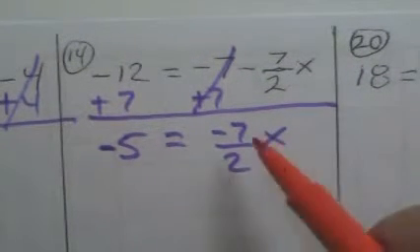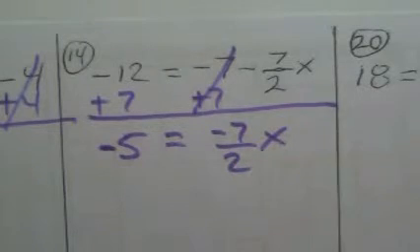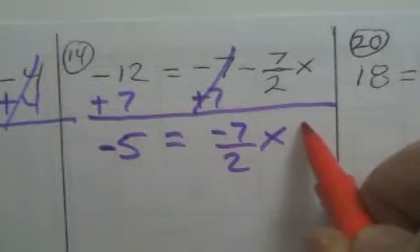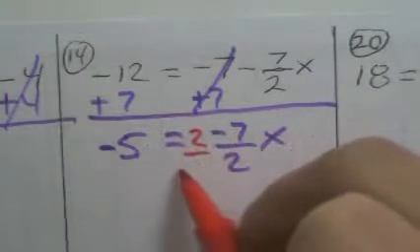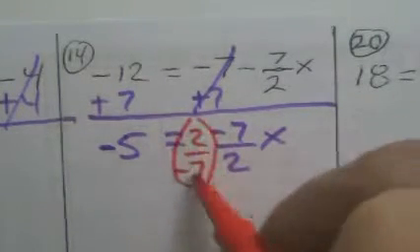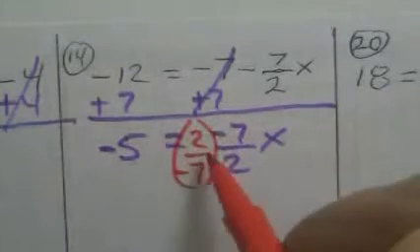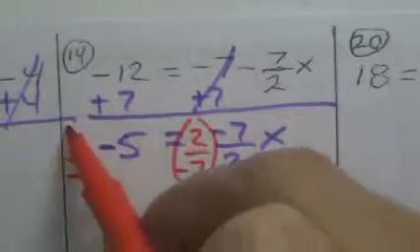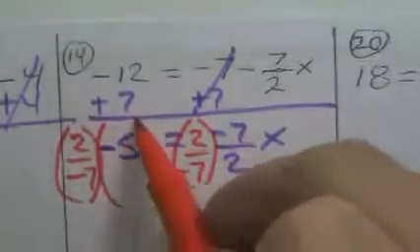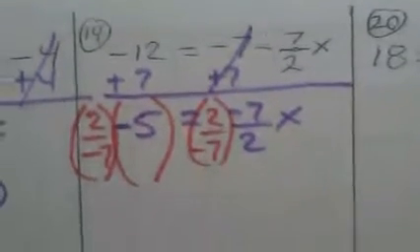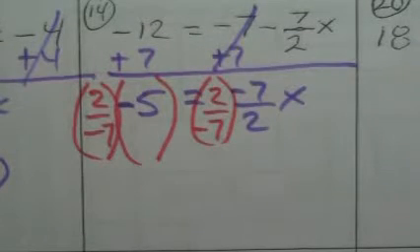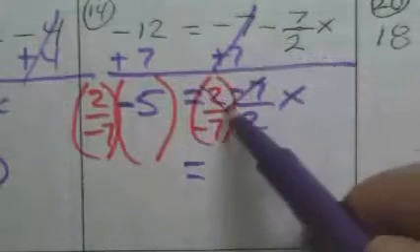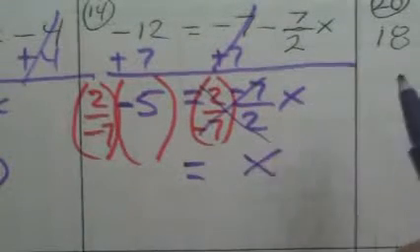Okay, next I want to get rid of this, so I multiply by its reciprocal. And if you want to put it over here or over there, it doesn't really matter. So I'll put it here. I can cram it in there. If you can't cram it in there, put it over here. So 2 over negative 7, I just flipped it. If you want to put parentheses around there, that's fine. So what does that leave us with? This all cancels out, reduces to 1, and you're left with x.